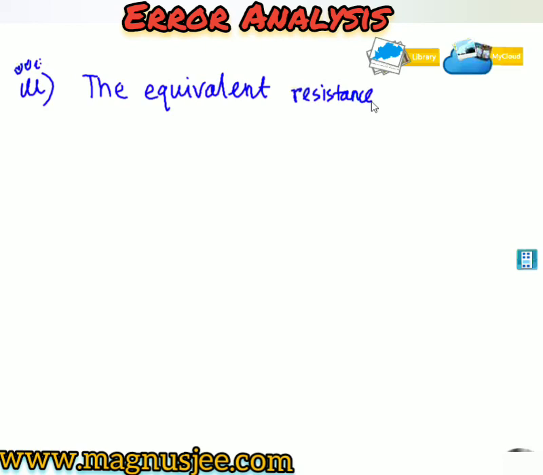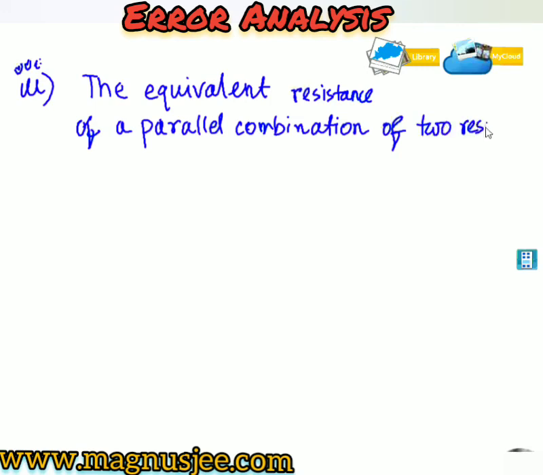Number 3, the equivalent resistance of a parallel combination of two resistances R1 and R2 is given by Rp equals R1 dot R2 divided by R1 plus R2.